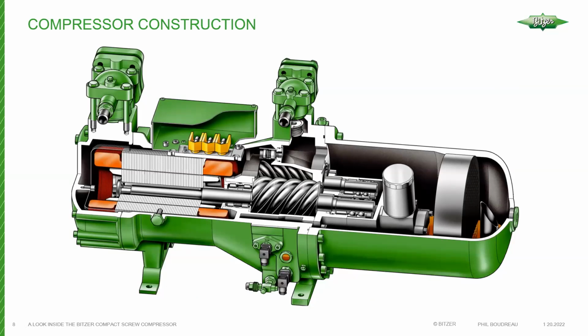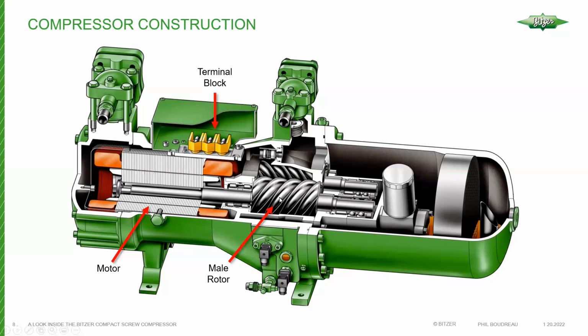So let's take a look at the internal construction of the compact screw. First, we have a motor, because this is basically a semi-hermetic refrigerant-cooled compressor. So we have our motor over here. We have the terminal block, which enables connections for a cross-the-line start, part winding start, and with some of the larger motors, I think over 180 horsepower or so, Y delta start.